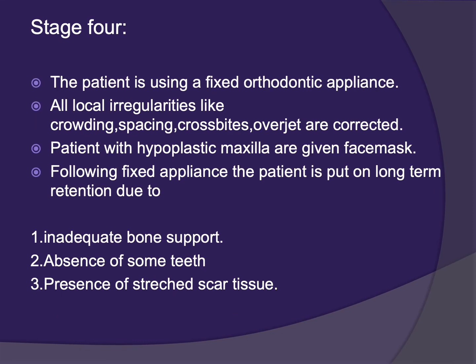The next one is stage 4. At this stage, the patient will start using fixed orthodontic appliance, and the patient may have a permanent dentition. So all local irregularities like crowding, spacing, crossbite, or overjet will be corrected. And patients with hypoplastic maxilla are given face mask or reverse headgear. And then, following fixed appliance, the patient is put on long-term retention due to inadequate bone support, absence of some teeth, and presence of stretched scar tissue.